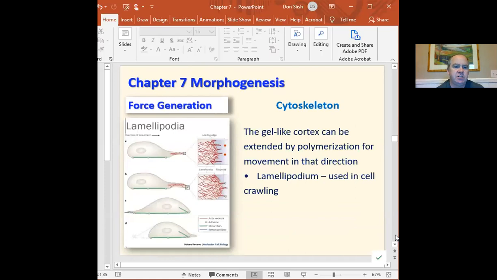There's your lamellipodium used in cell crawling. It's a beautiful thing, people.